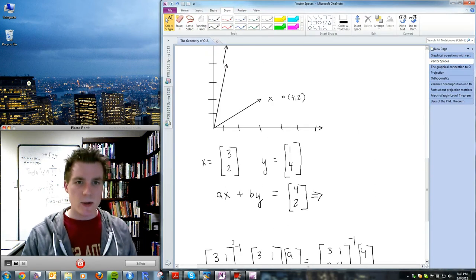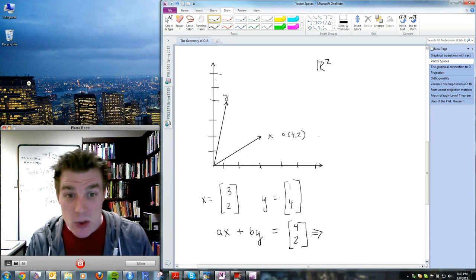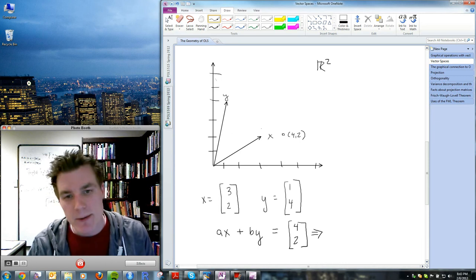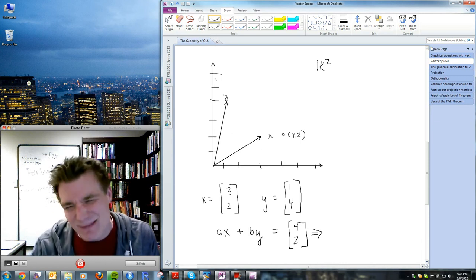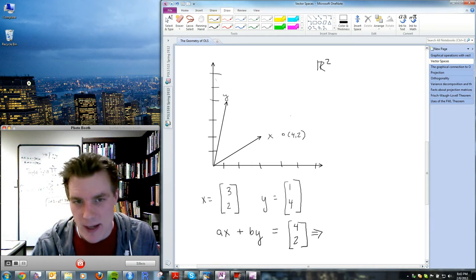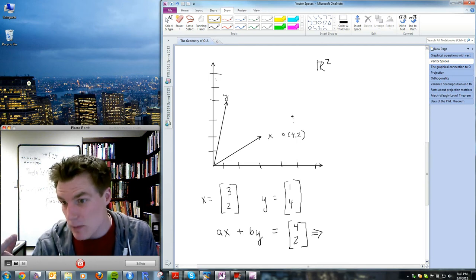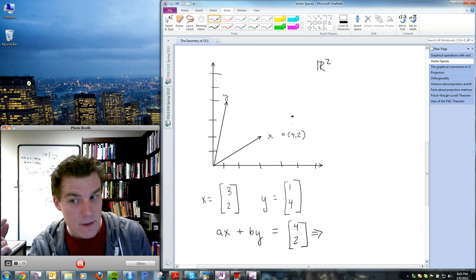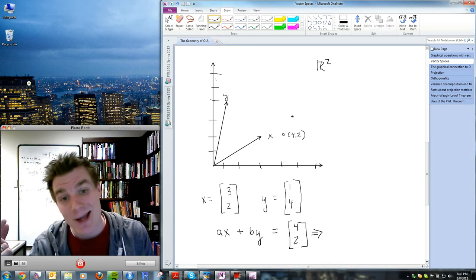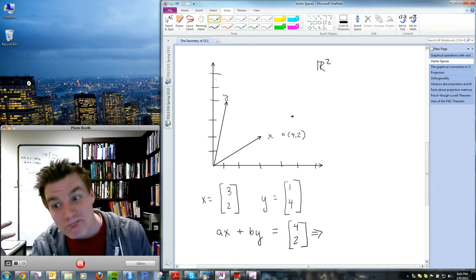So what this means, going back to my graph, is that to get to this point using x and y, I would stretch x by about 1.5. That's about right, somewhere in here maybe. And that's going to be my new x vector stretched out. And then I would take y and use 0.2 of it, so shrink it down to 1/5 of its size and go in the opposite direction.